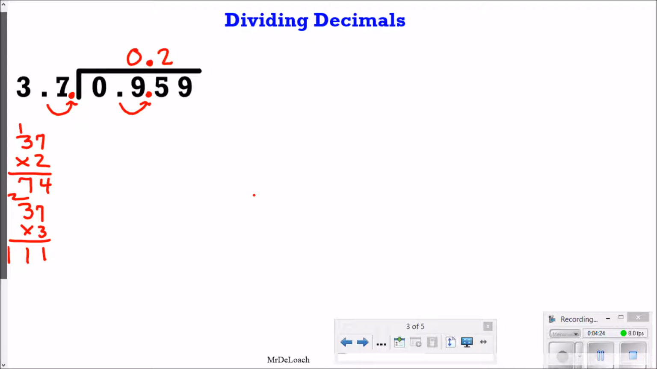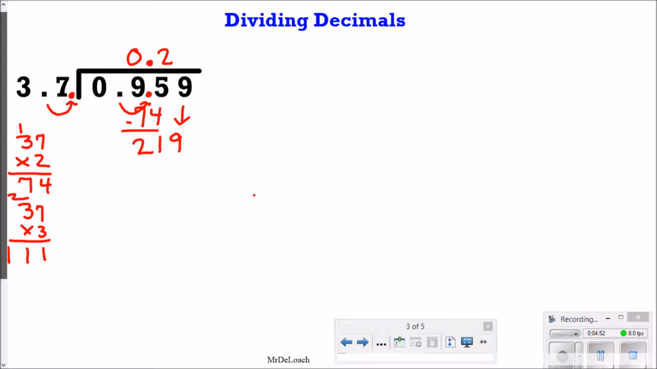And don't forget to put in that 0 there. Another thing I tell my students is that they can put in a 0 over any digit which the divisor cannot go into. So 37 times 2 is 74. So I'm going to subtract 74 from 95, and I end up with 21. I'm going to bring down my 9, and I end up with 37 into 219.